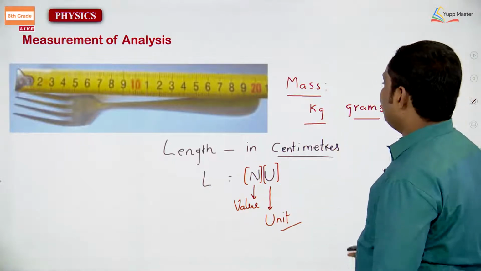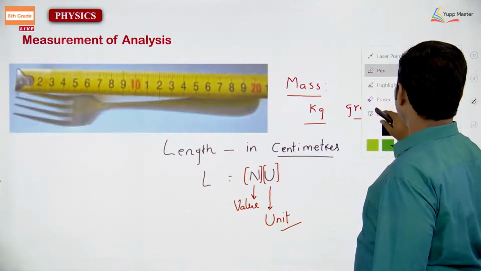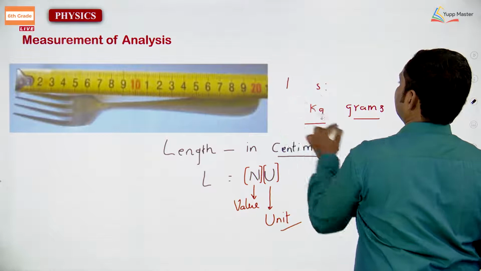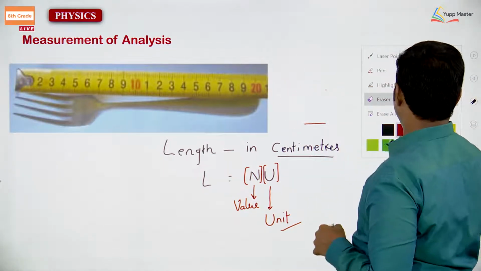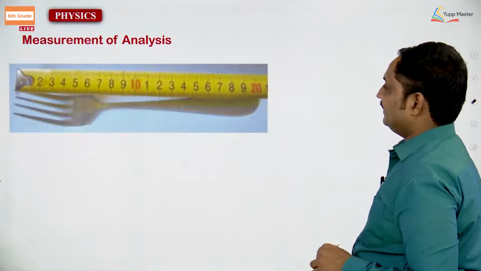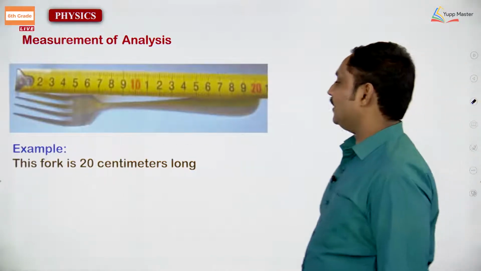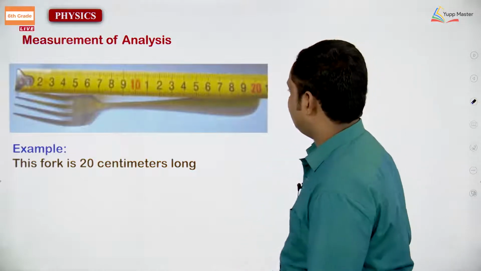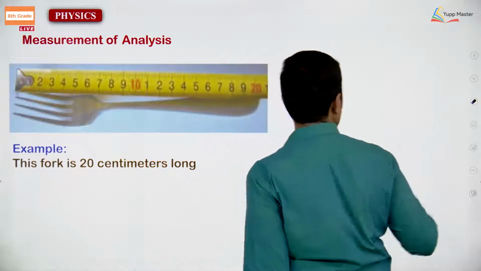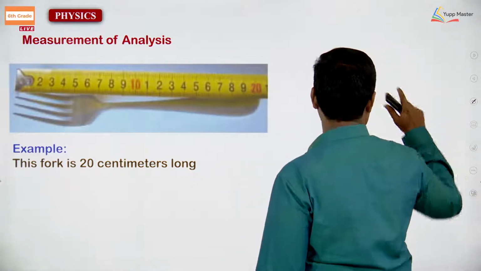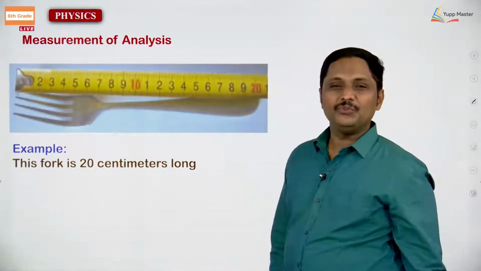Here we are going to take length. Suppose the fork is 20 centimeters long. What do you get? How can you express it? The fork length is 20 centimeters. How will you represent it?